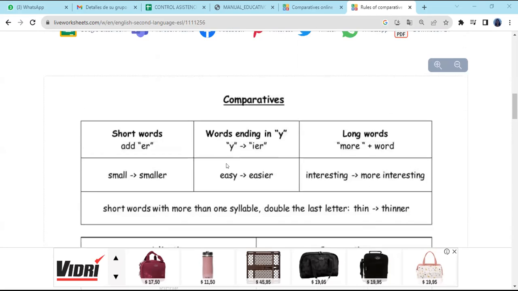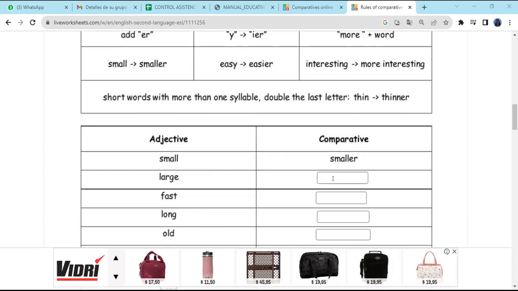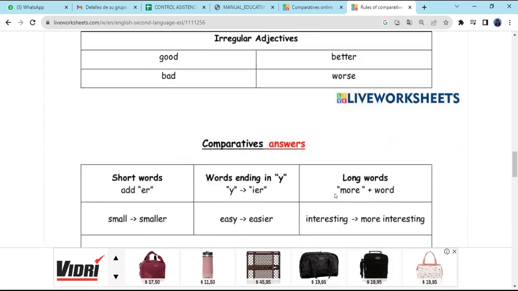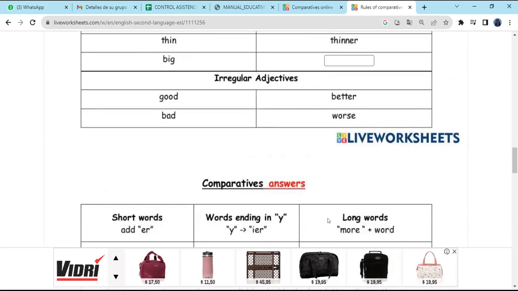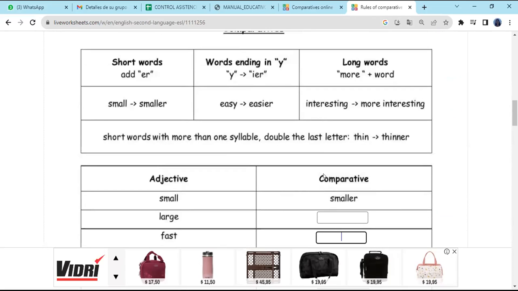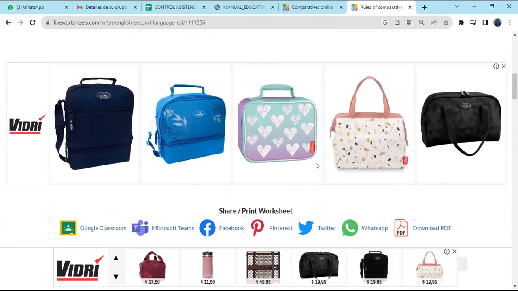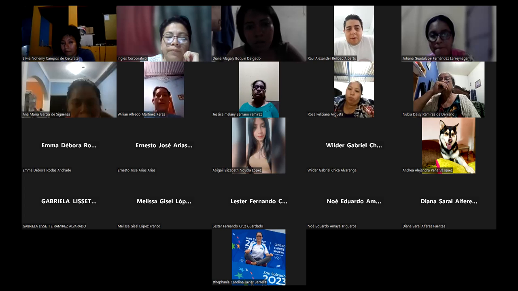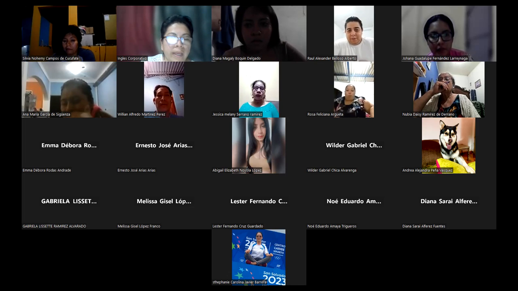So, based on that, you read the rules here and you complete according to the rules. When you finish, at the end you will have the answers. But these answers, you are going to check when you finish. It's not that you are going to be copying, no. When you finish, you compare. Don't see the answers first. We have to make the best effort to remember and to write. Then we can compare with the answers. Is it clear? Yes? Okay, very good.